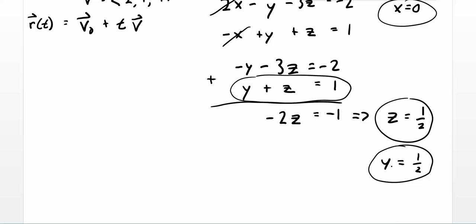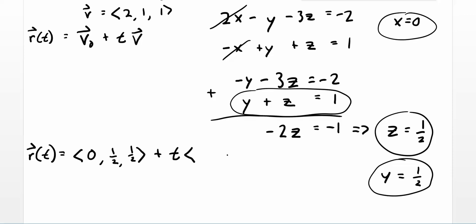So these three values together make up a point, and we're going to treat that point like a vector as our initial vector. So finally, our line, this point becomes our initial vector, so we'll just write that. 0, 1/2, 1/2, plus t times our vector from before, 2, 1, 1.